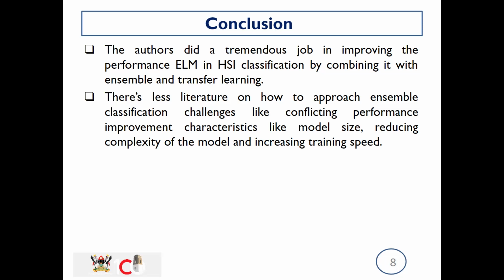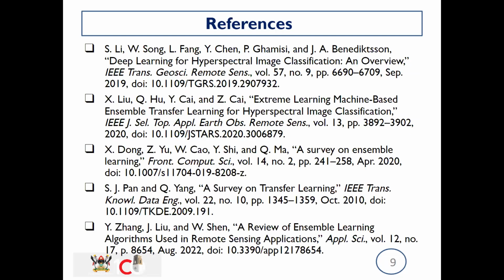So with that, we can go through the references. I used some articles specifically to do with hyperspectral image classification in deep learning, extreme learning machines, and ensemble transfer learning for hyperspectral image classification. I think the document object identifiers are there. Yeah, that's all I had for you.